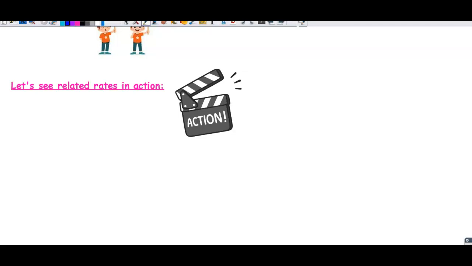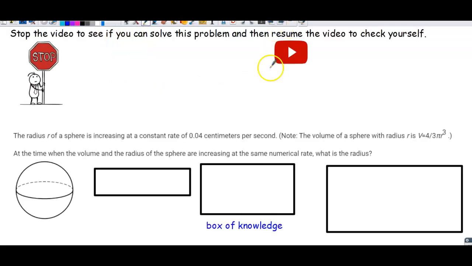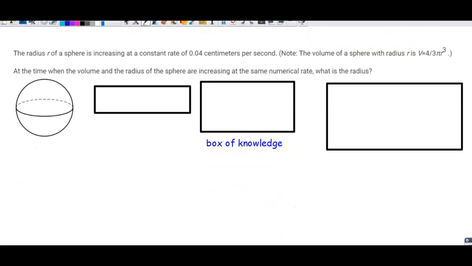So now let's get back into the related rates and let's see some related rates in action. I've taken some problems from AP Classroom as well as some real live AP problems to help you use your math eyes and your box of knowledge and your skills to solve a related rate problem. So what I would encourage you to do right now is to stop the video to see if you can solve the related rate problem below, and then resume the video to check yourself. I'll give you a second to stop the video, and then I'll resume and unpack this particular related rate.